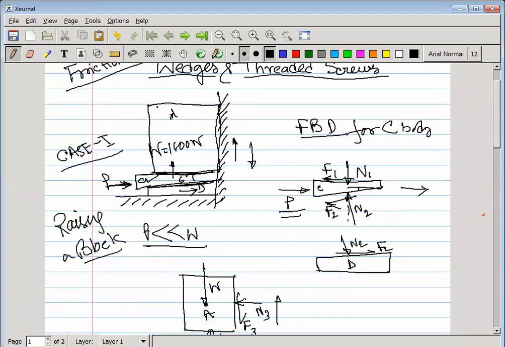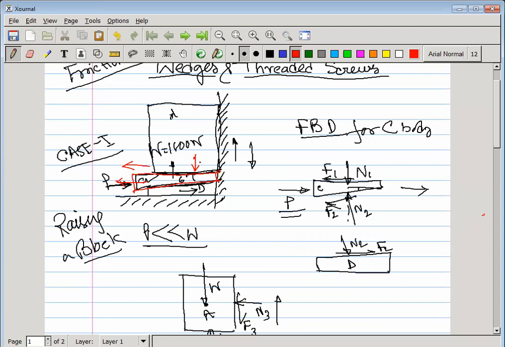See here in this figure, this is the block C. Just try to understand, this block has some angle. So if that block C moves in this direction, we apply force and move the block in this direction, then only is there some possibility for block A to move down.